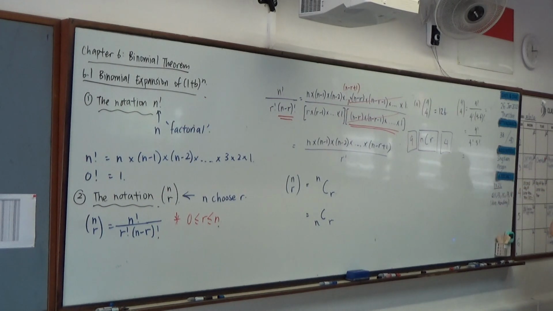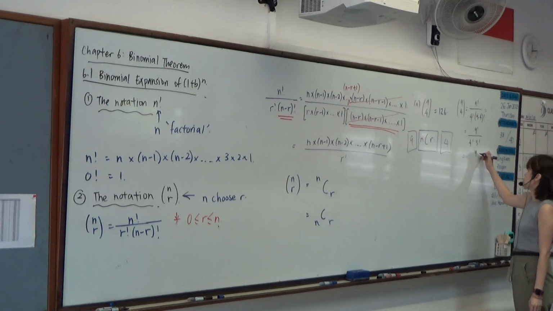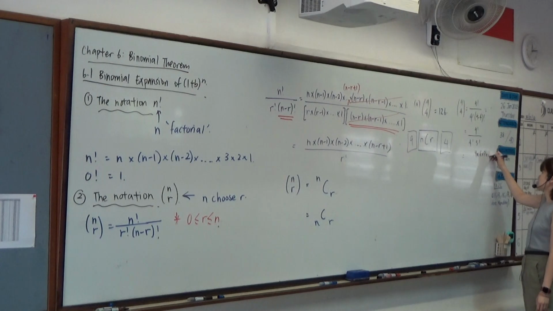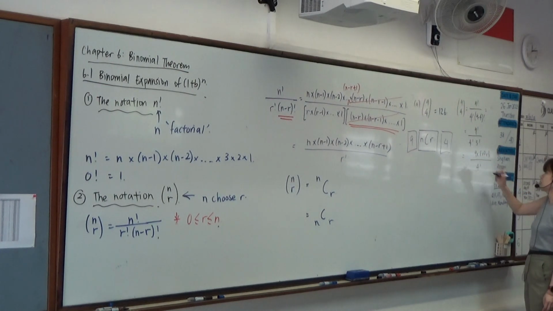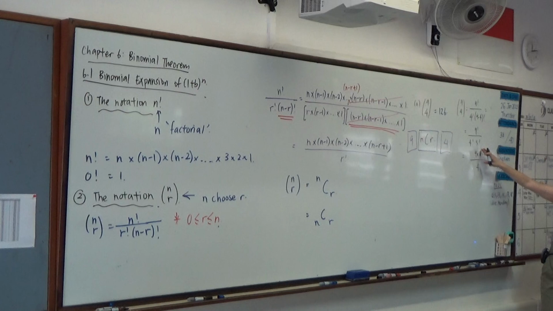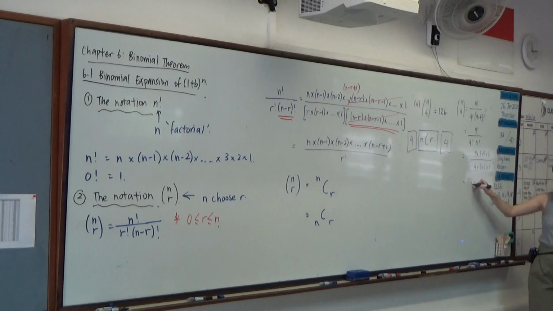Or if you really want to work it out, maybe somehow your calculator really breaks down, touch wood, it should give you this. 9 factorial can cancel out with the 5 factorial by removing the 5 factorial at the end. So we have 9 times 8 times 7 times 6 over 4 times 3 times 2 times 1. You should get 126 as well.